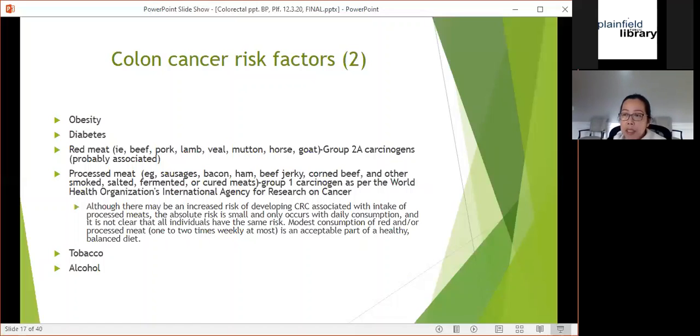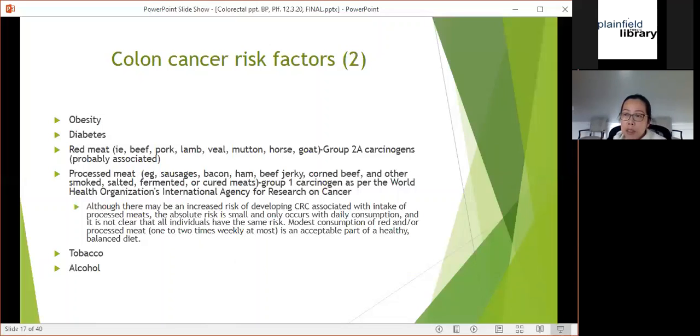Red meat, such as beef, pork, lamb, veal, mutton, horse, goat, anything you can think of, is considered a group 2A carcinogen, according to the World Health Organization International Agency for Research on Cancer. That means that the consumption of red meat is probably associated with an increased risk of colorectal cancer.